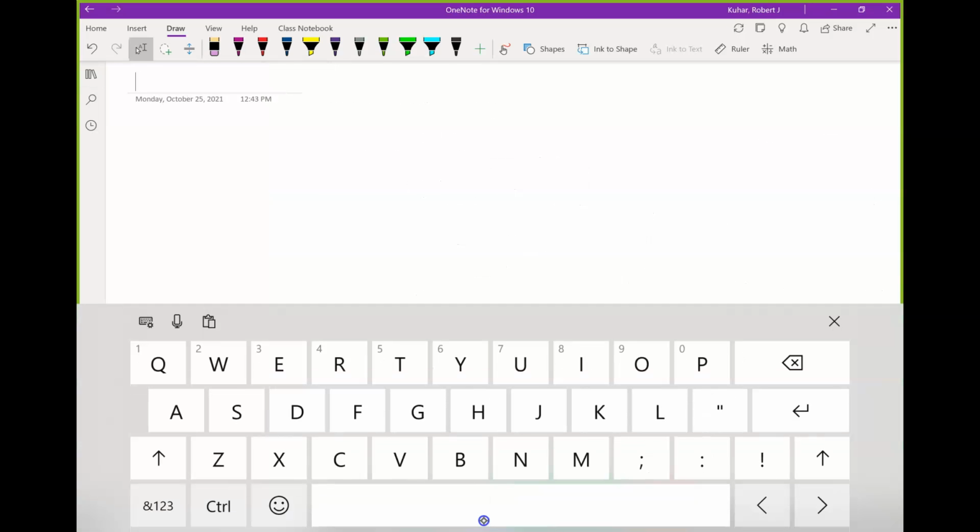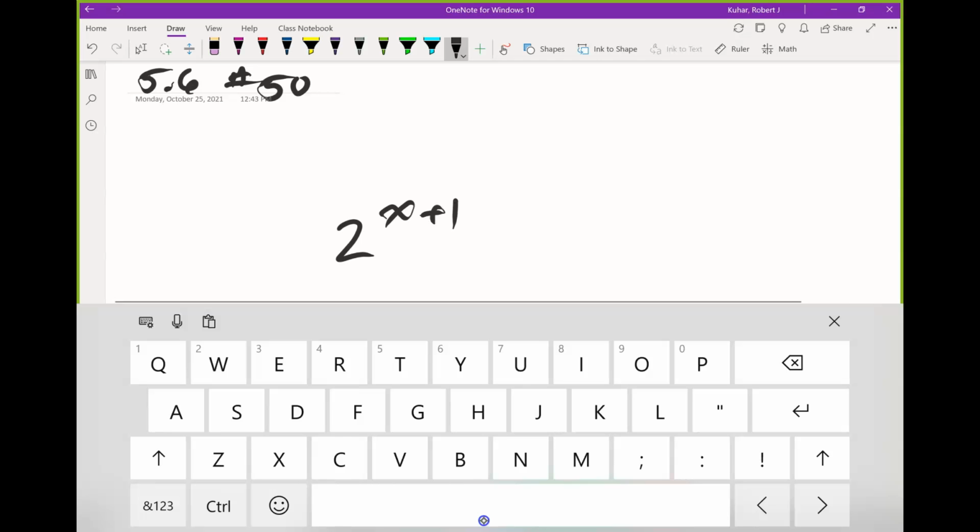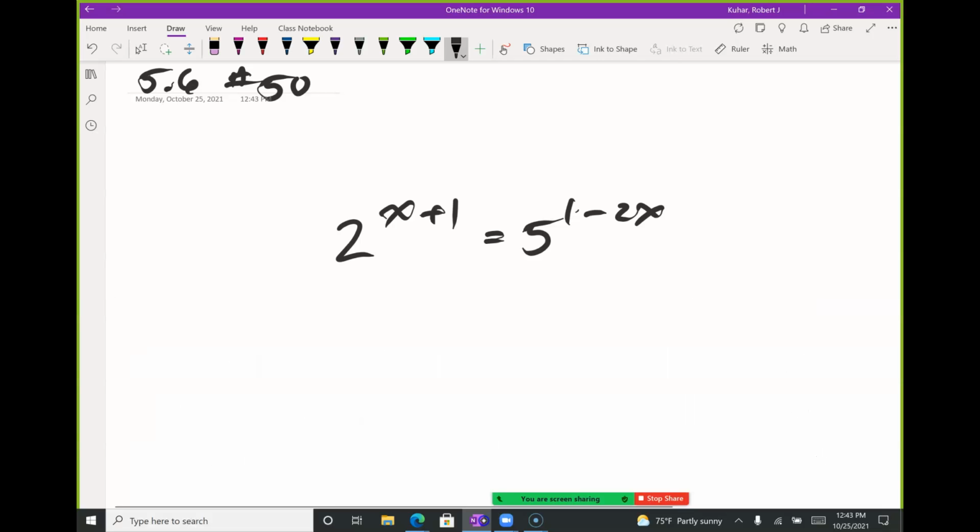So I've got 5.6, number 50. I've got 2 to the x plus 1 equal to 5 to the 1 minus 2x. And you'll see the algebra here is going to be just like the algebra for finding the inverse. So that's good in the sense that if you can find the inverse function, you've got exactly the algebra skills you need to be able to find this solution. Okay.